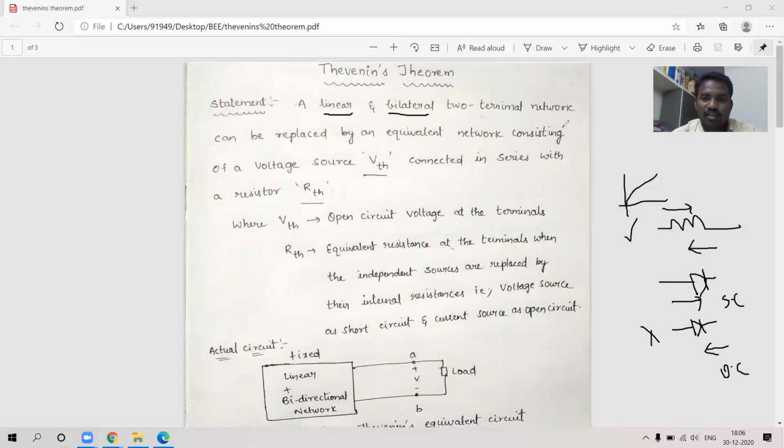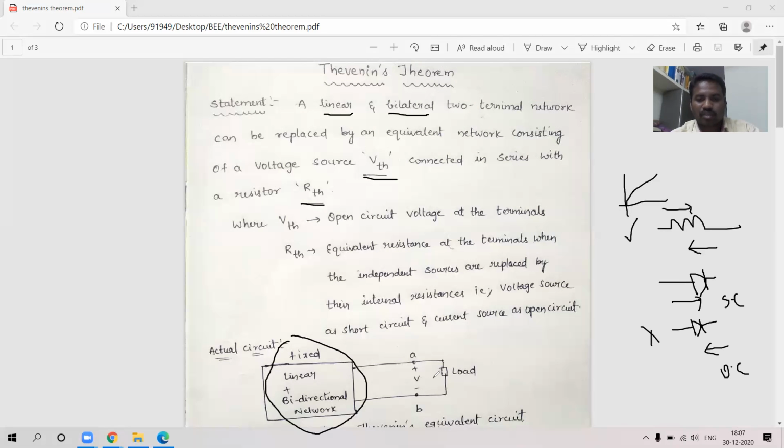And a two terminal network. So a linear, bilateral, two terminal network can be replaced by an equivalent network consisting of VTH and RTH. Very simple circuit. It is a large circuit, this is a black box. This black box consists of so many circuits, which we are simply replacing with a single voltage source and a single resistance. And this load is either variable or fixed. It may be varying or fixed.